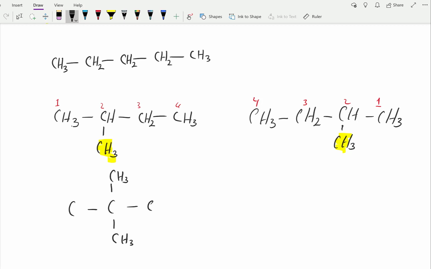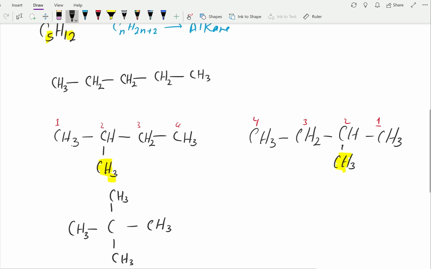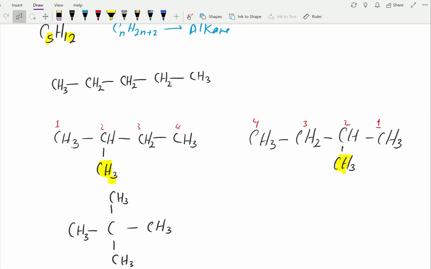So the first carbon at the left side, I need 3 hydrogen for that one. The carbon at the center, we don't need any hydrogen for that because it already has 4 bonds. But the carbon at the right side, we need 3 hydrogen. So this is another structure for C5H12.